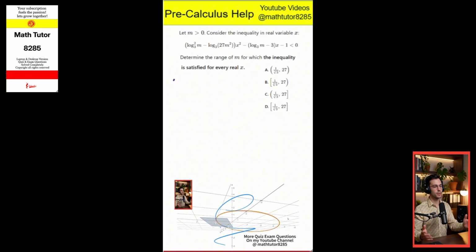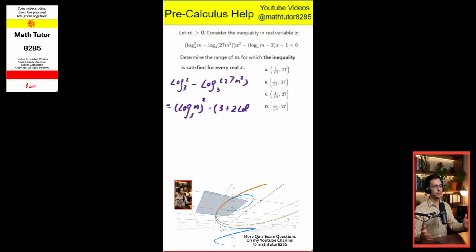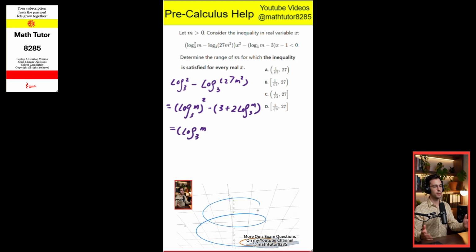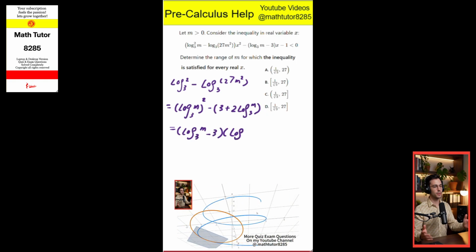There are 4 options. First step, we rewrite the coefficient of x squared. We first simplify the complicated coefficient. The square of the logarithm base 3 of m minus the logarithm base 3 of the quantity 27 times m squared can be rewritten as follows. It is equal to the quantity logarithm base 3 of m minus 3 multiplied by the quantity logarithm base 3 of m plus 1. So the inequality becomes the quantity logarithm base 3 of m minus 3 times the quantity logarithm base 3 of m plus 1 multiplied by x squared, then minus the quantity logarithm base 3 of m minus 3 multiplied by x, and finally minus 1, is less than 0.